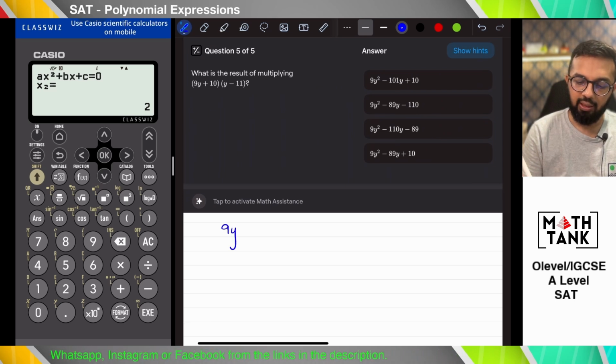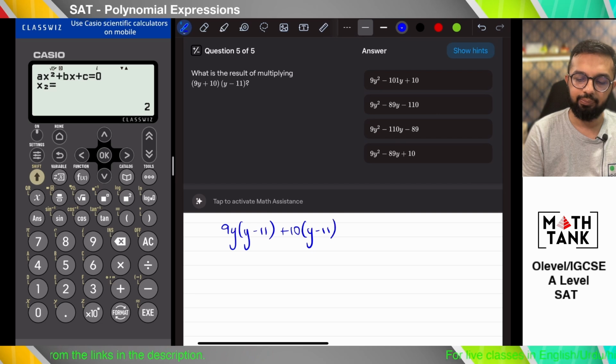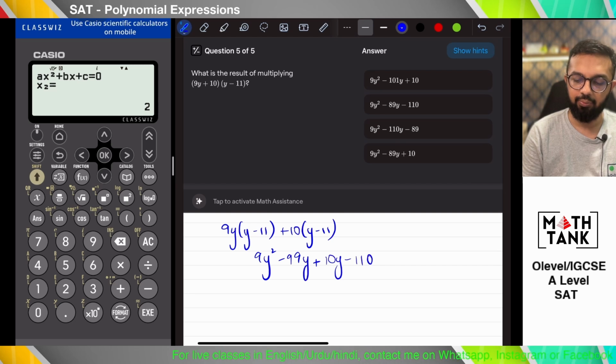Okay, let's multiply the brackets. 9y into y minus 11 plus 10 into y minus 11. So 9y squared minus 99y plus 10y minus 110.